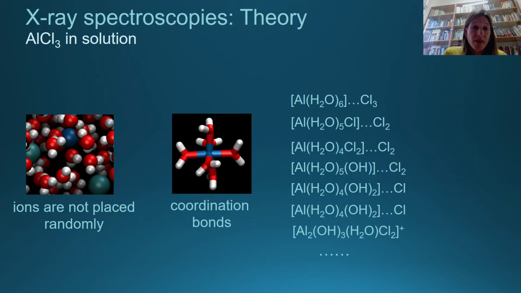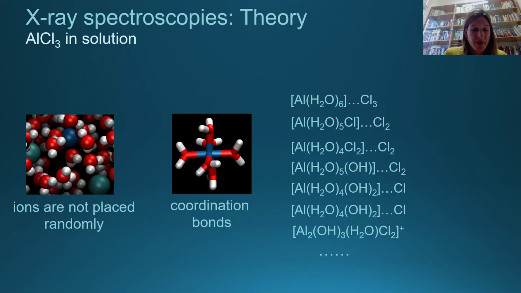In my talk, I would like to devote specifically to aluminium chloride, which is a very interesting molecule from different perspectives. As we know, the ions are not placed randomly in solution, but they form some sort of ionic pairs.